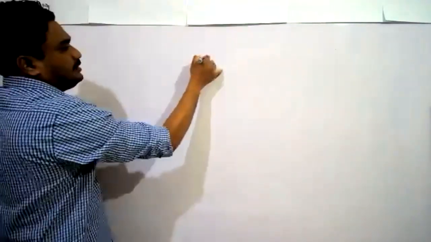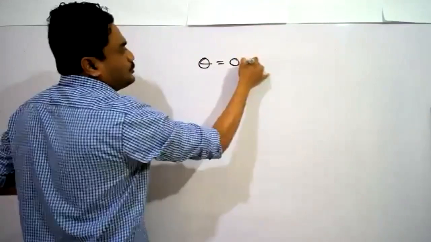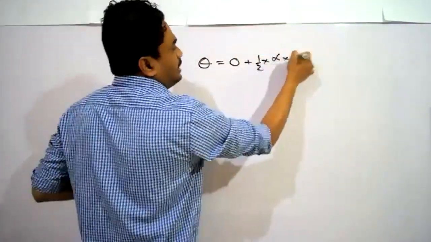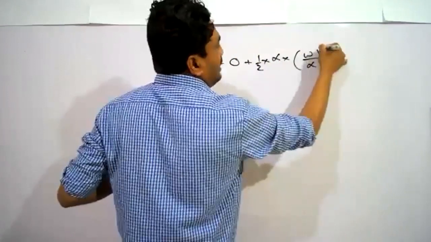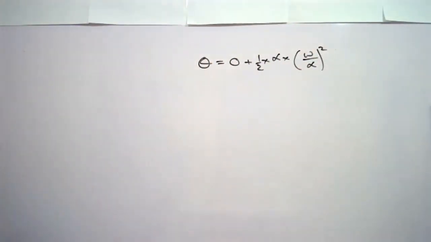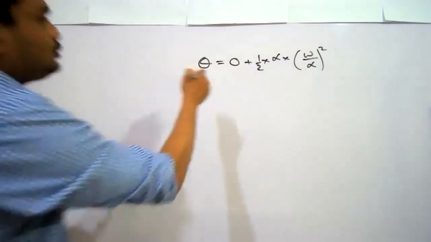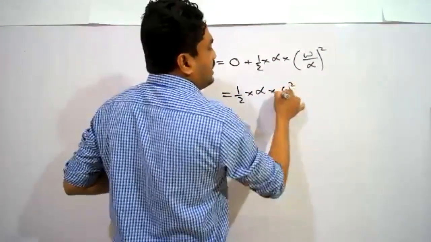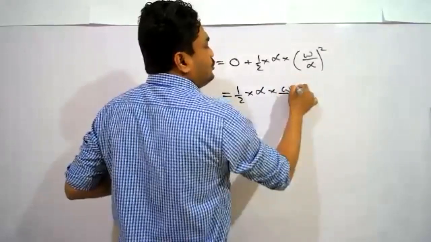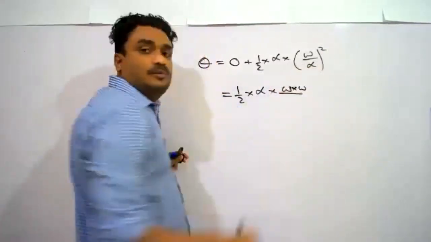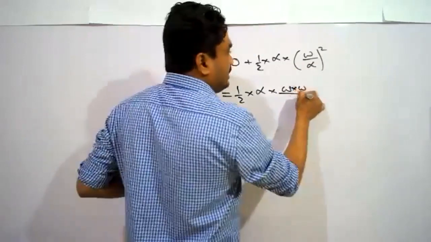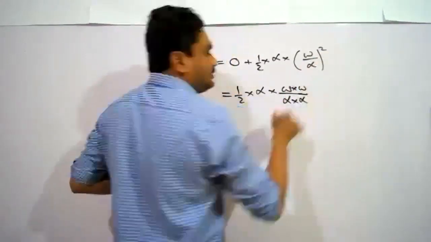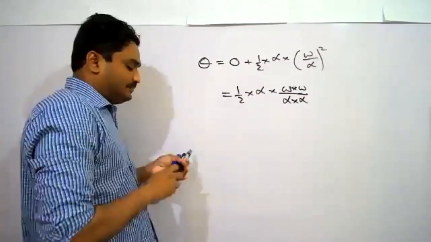Right. Finally, we have obtained an expression something like this. Theta equals 0 plus half into alpha into omega divided by alpha and square of that. Am I right? Can you see the board clearly? Right. So we should not worry about this 0. This is half alpha omega square. Omega square means omega into omega. Similarly, alpha square means alpha into alpha. Now what will happen?